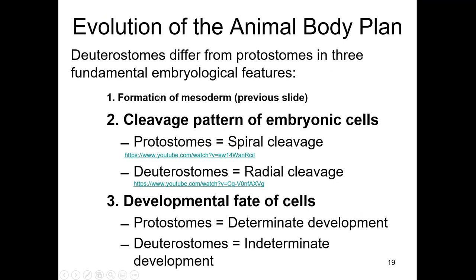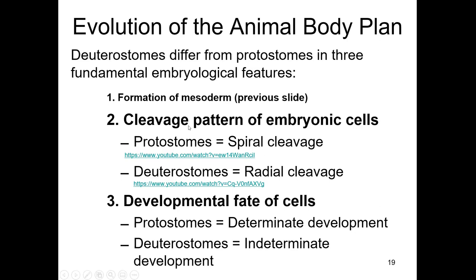Okay, so formation of the mesoderm is one of the features that differentiates protostomes from deuterostomes. So protostomes have schizocele, deuterostomes have enterocele. So that's the first thing. Number 2, cleavage pattern of the embryonic cells. I'm going to launch this video here, because in this case an animation is worth 1,000 words.